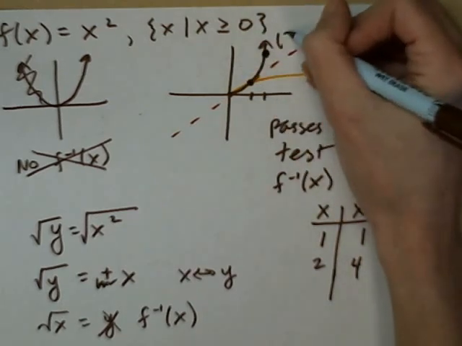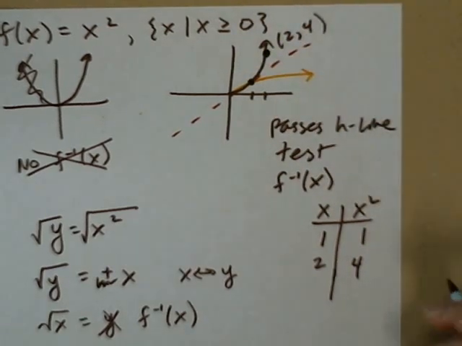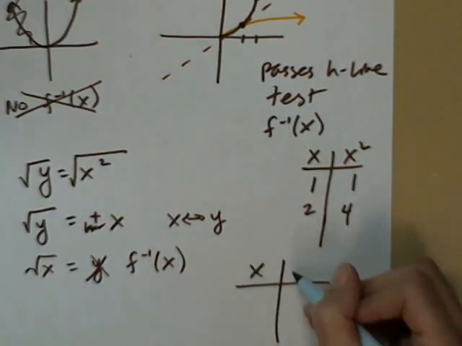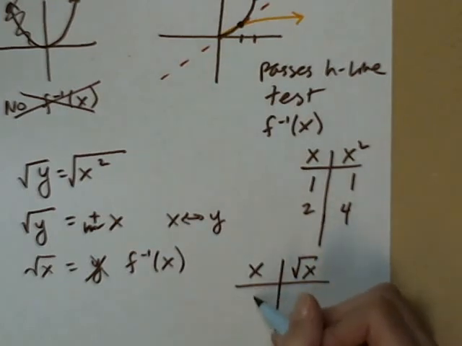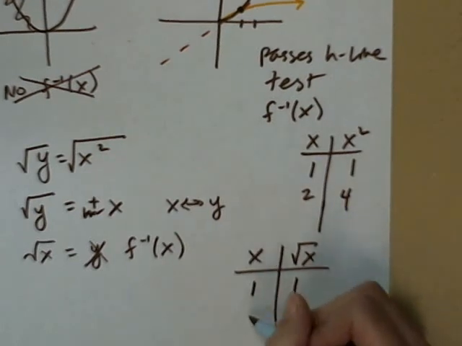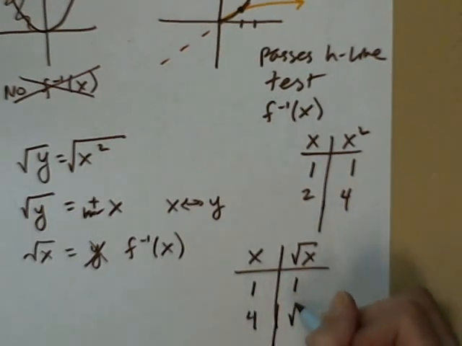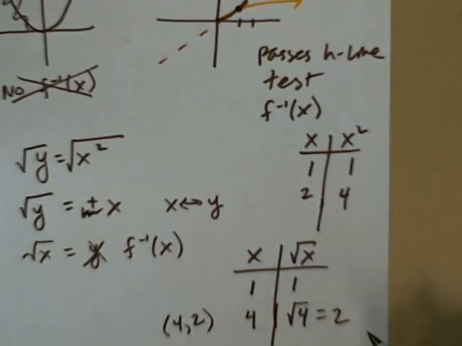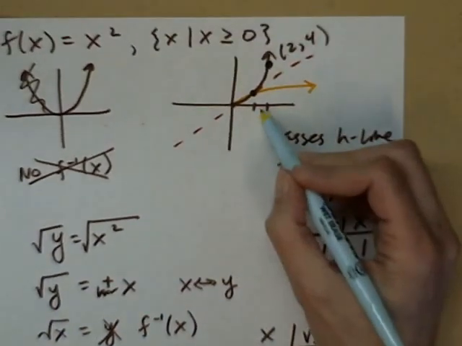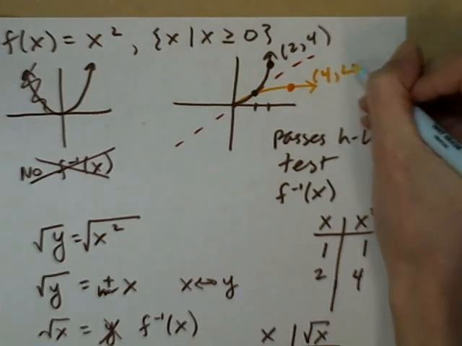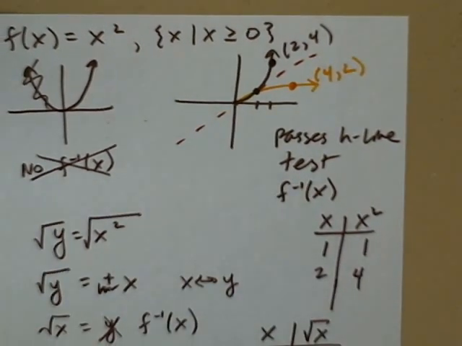So I've got those points. I'll label 2, 4 here. If I look at my inverse function, which is below it here, the square root of x, when I put a 1 in, I get 1, so I have the point 1, 1. If I put a 4 into my function, I get the principal square root of 4, which is 2. So I have the point 4, 2 on this graph. Let's see, 1, 2, 3, 4, 2 would be about right there.